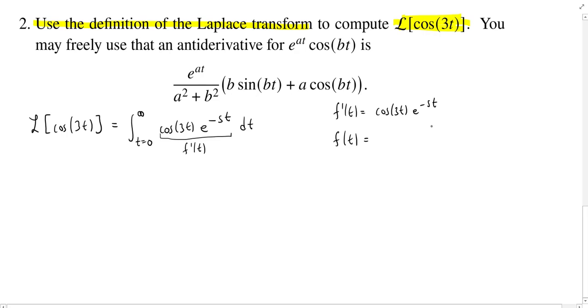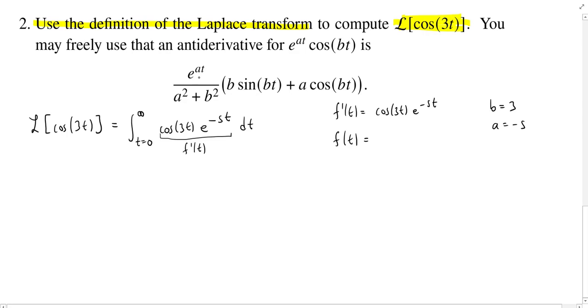The only thing I have to identify is what's the b and what's the a. Well, let's see. It's cosine of 3t, so my b must be 3, and it's e to the negative st instead of e to the at, so my a must be negative s. Hey! All right, so I can just use this formula.